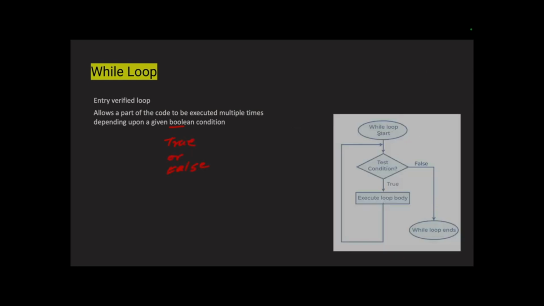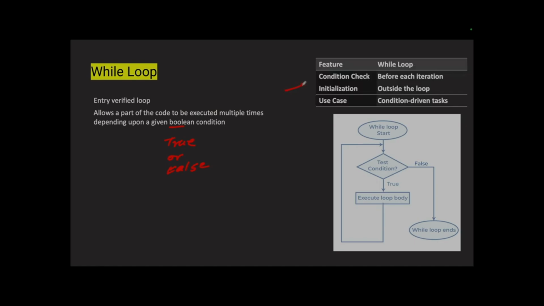Now let's dive into the while loop. It is an entry-controlled loop. It allows a part of code to be executed multiple times depending upon a given Boolean condition. The Boolean condition is either true or false. Here in this flowchart, you can see the while loop has started. At the very first, the condition is checked. If it is false, it will directly end. If it is true, execute the loop body and again do the same.